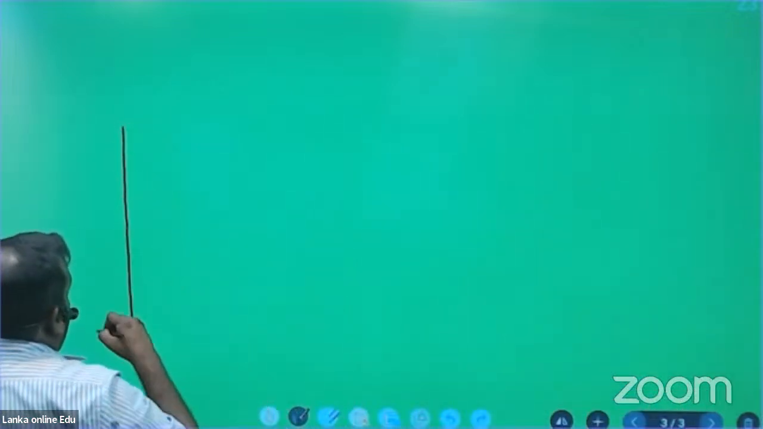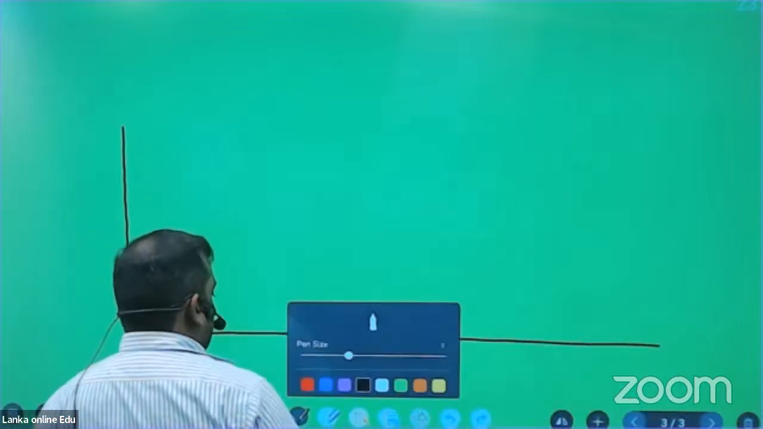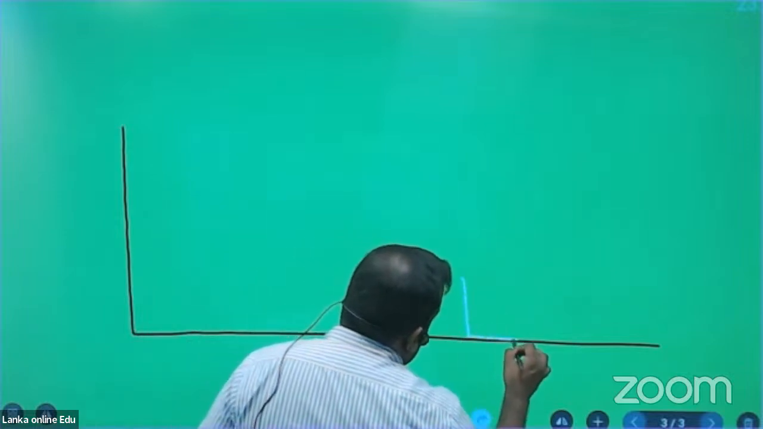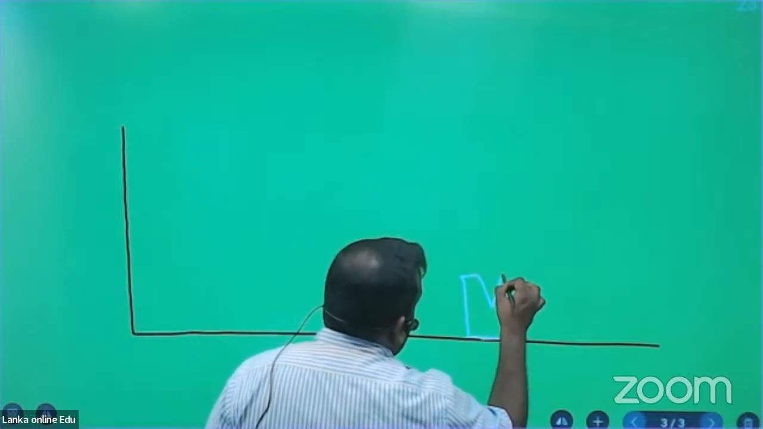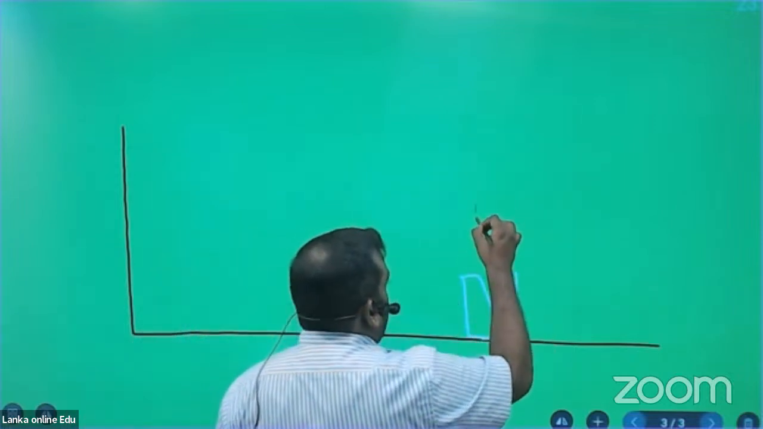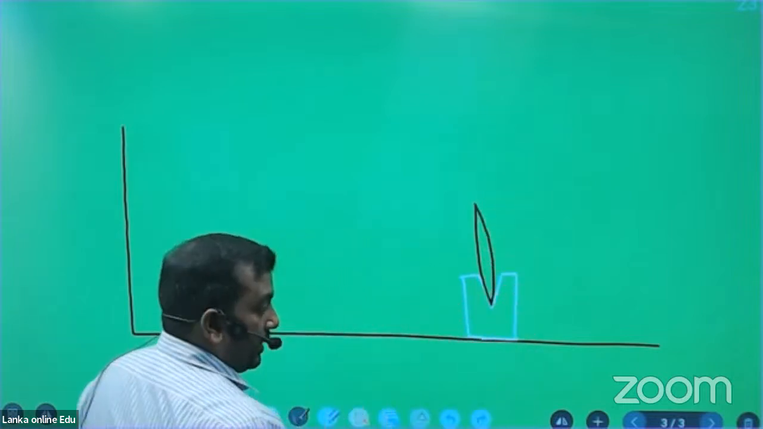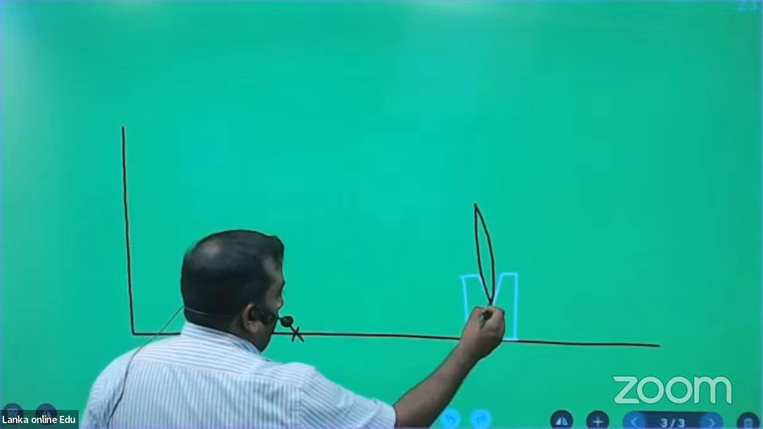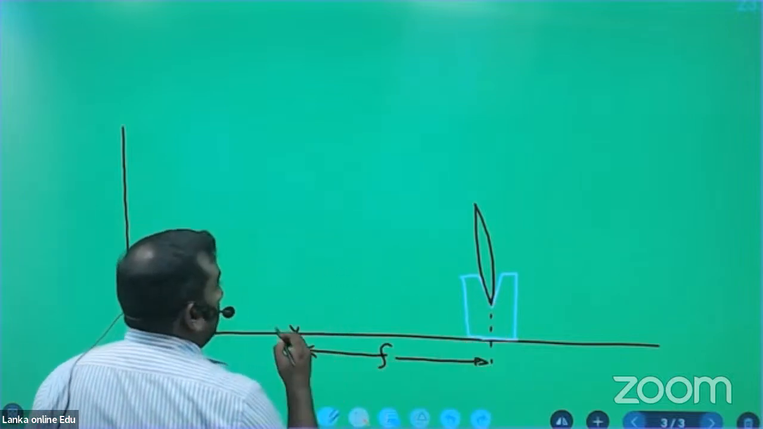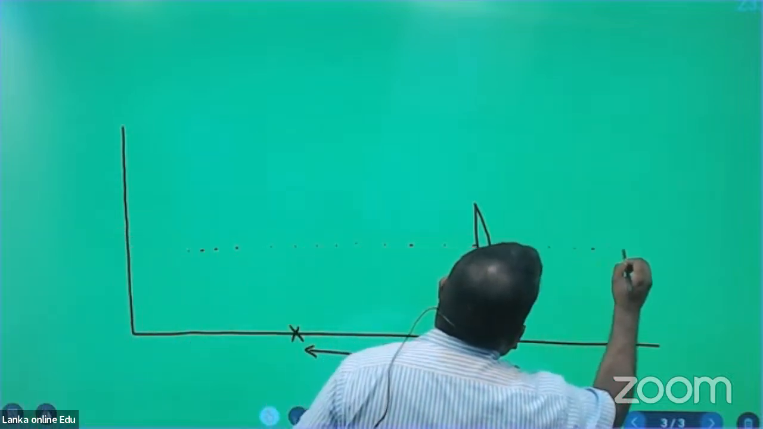So here you have the screen. This is your lab table. Here you have the wooden support. Here you have the lens. Here you have the approximate focal length, somewhere around the center here.